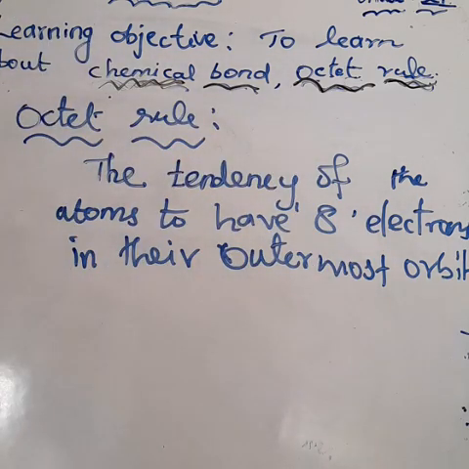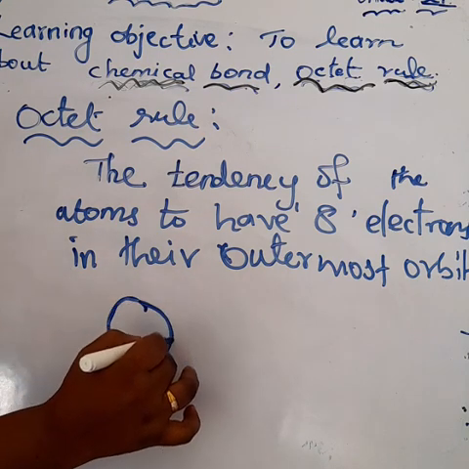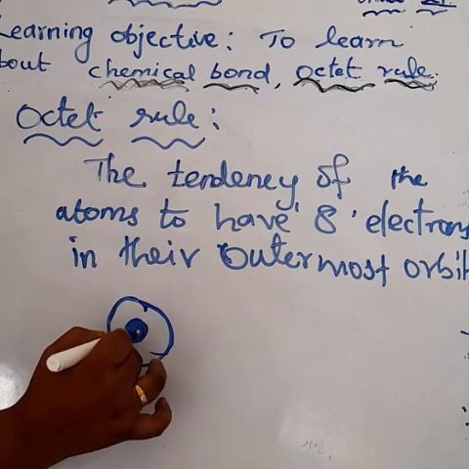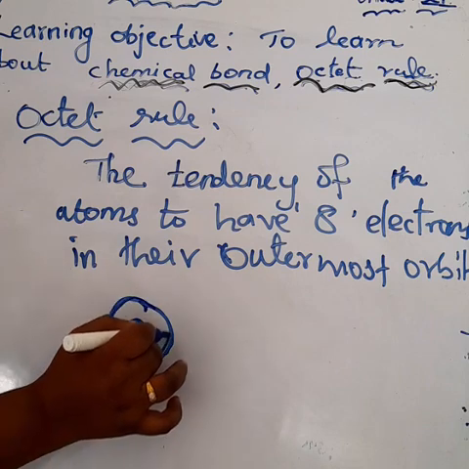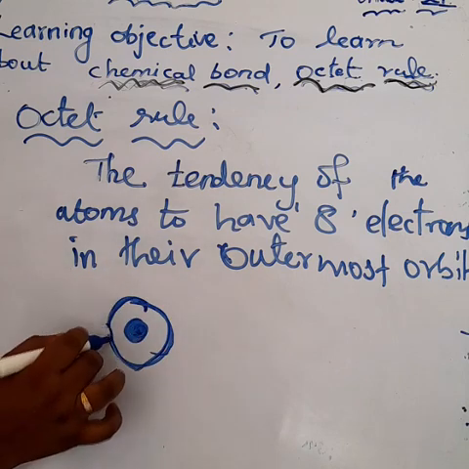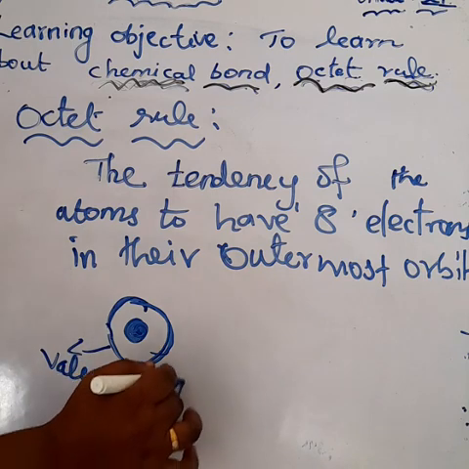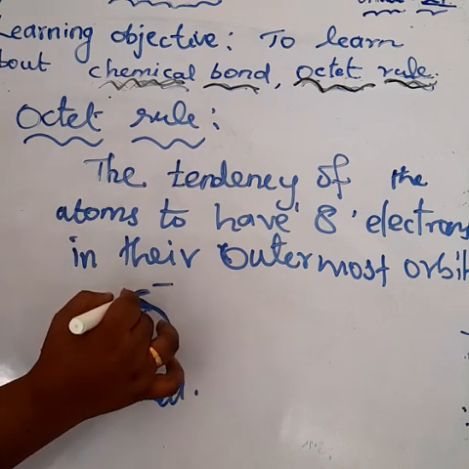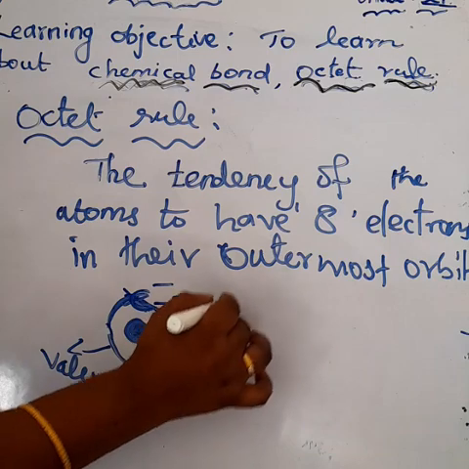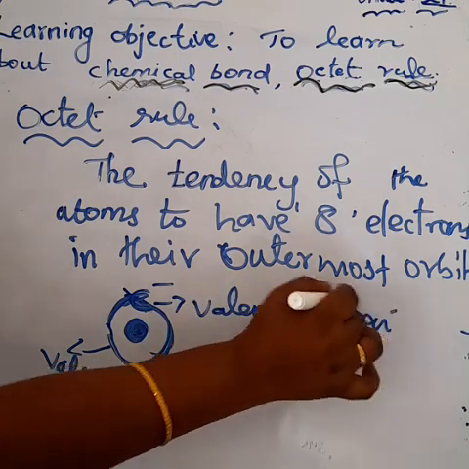All of you know about the orbit. What do you mean by orbit? The circular path in which the electrons are revolving around the nucleus is called orbit. Okay, so the outermost orbit, otherwise we call this valence shell or valence orbit. The electrons present in the outermost orbit, otherwise we call as valence electrons.